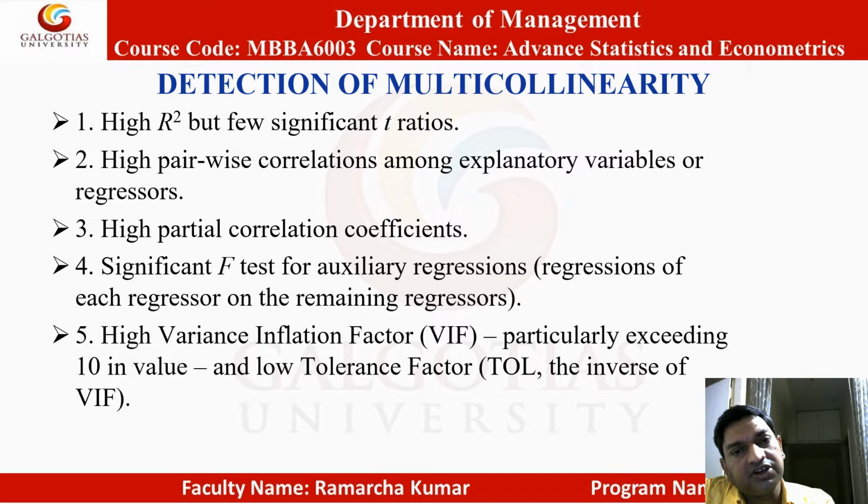Detection of multicollinearity: high R square but few significant t ratios. If you are supposed to detect multicollinearity, how can you detect whether it is present in a model or not? These are some of the symptoms. If they are present, then multicollinearity is likely to be there in the model. So, high R square but few significant t ratios: if this is the situation, then most likely it is due to multicollinearity.